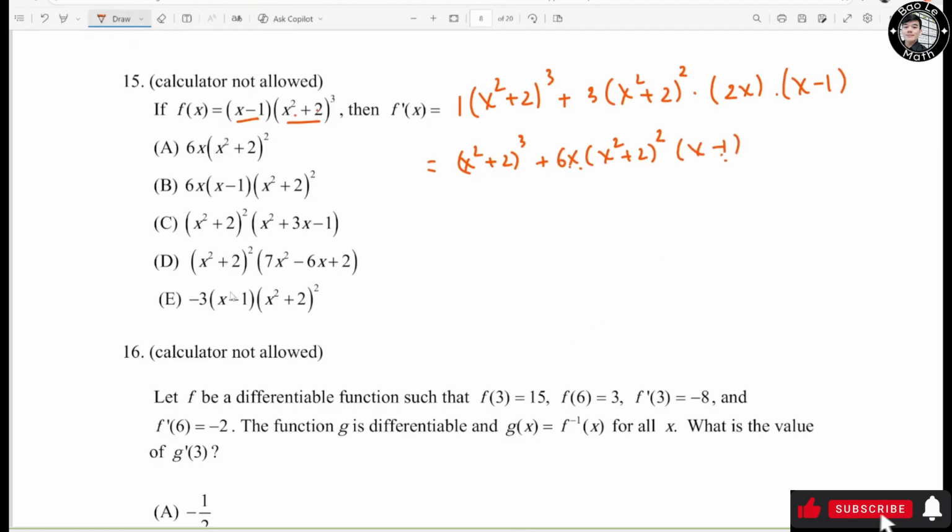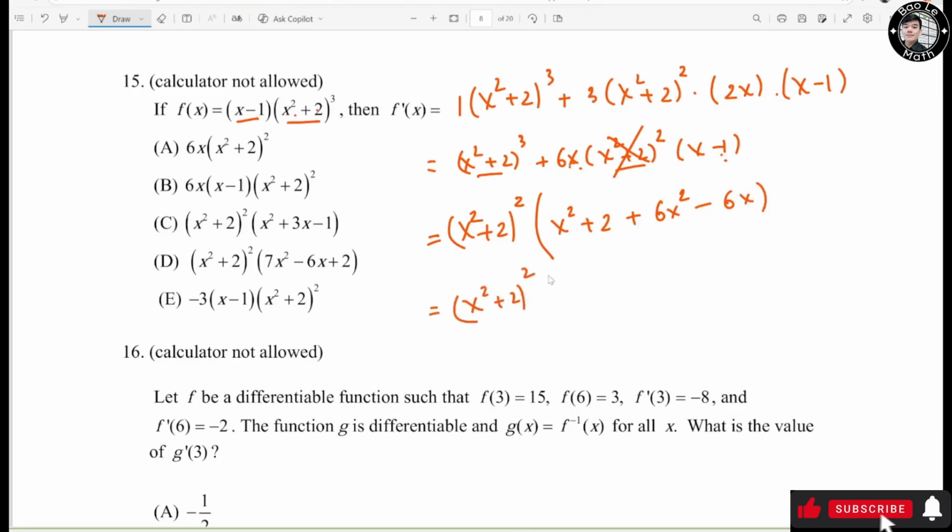Now I look at the answer choices right here. I don't see s squared plus 2 cubed, which means I need to factor this out. So I have (s squared plus 2) to the power of 2 times (s squared plus 2) left right here, plus this one. Factoring out 6s, you have 6s times s, which is 6s squared, and 6s times negative 1, which is negative 6s. Now we simplify: (s squared plus 2) squared times (s squared plus 6s squared, which is 7s squared, minus 6s plus 2). So the answer must be D.